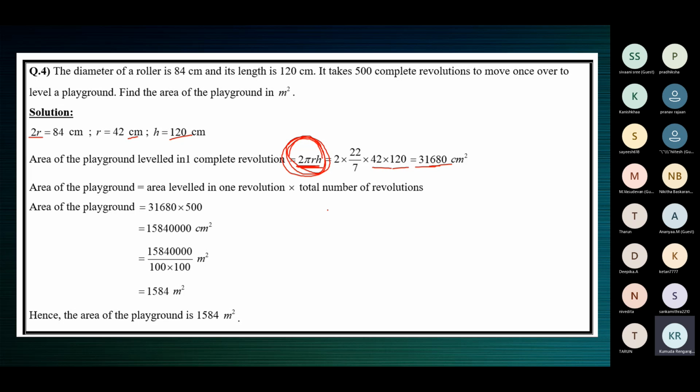So in 500 revolutions, the playground is leveled. So the area of the playground will be the area leveled in one revolution into the total number of revolutions. So this into 500. This is the area leveled in 500 revolutions, which is nothing but the area of the playground. And that is in centimeter square, so we convert it to meter square. Divide by 100 two times. So 4 zeros get cancelled, and 1584 meters square is the area of the playground in meters square.